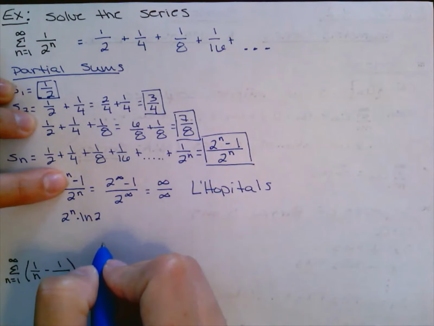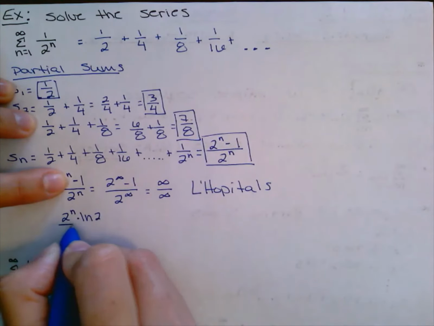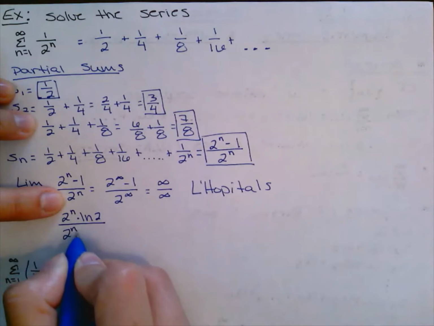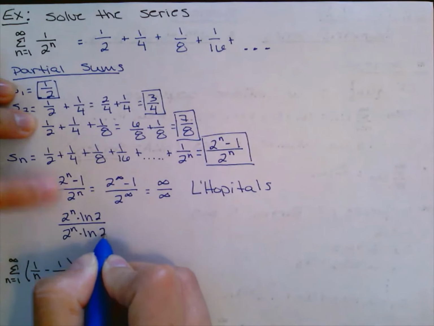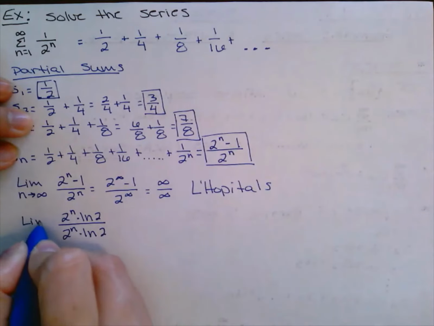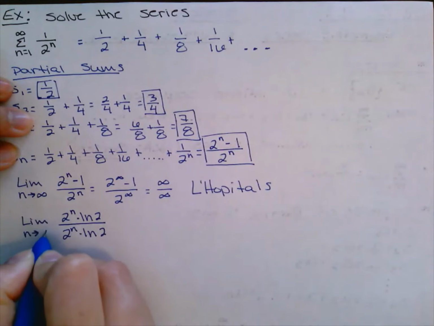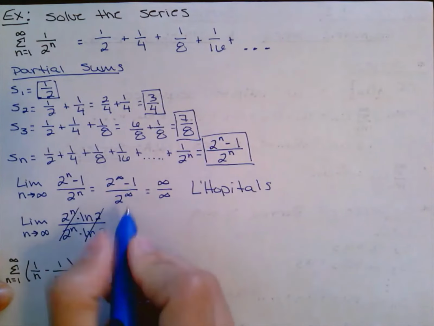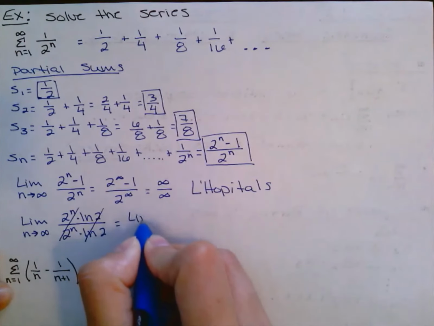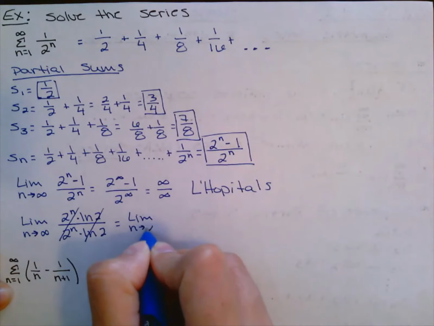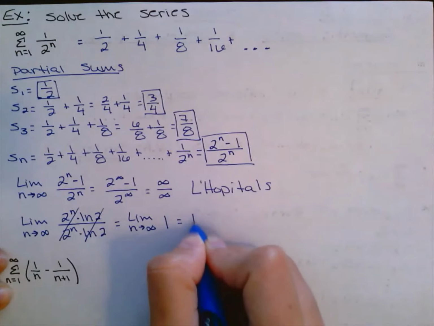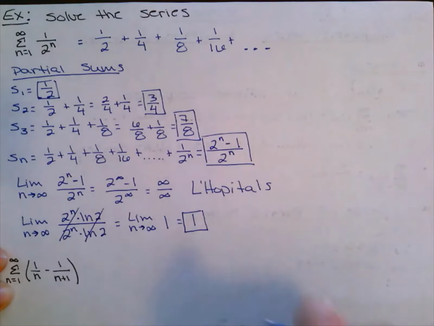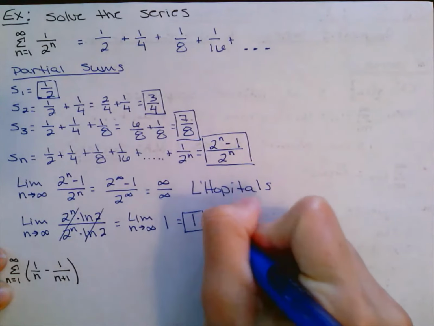And then minus 1, derivative of 1 is 0. Okay, and then in the denominator, I'm going to have the same thing. And notice that all of this cancels out and reduces. So I'm really working with the limit as n approaches infinity of 1, which equals 1. And since I have a number, I can say that it converges.